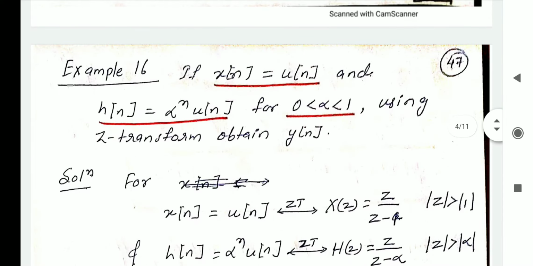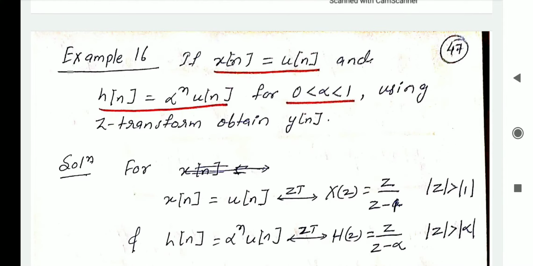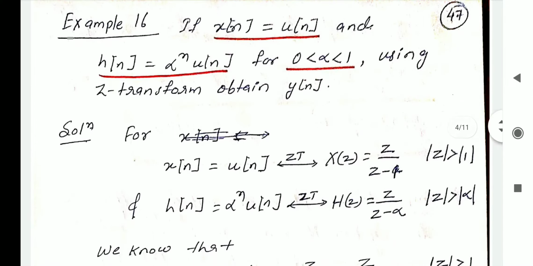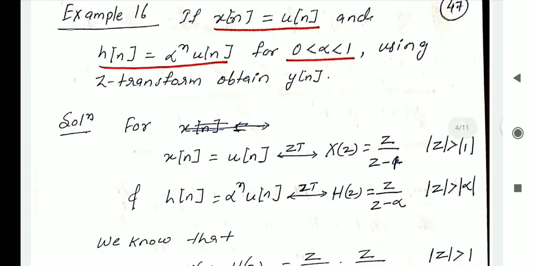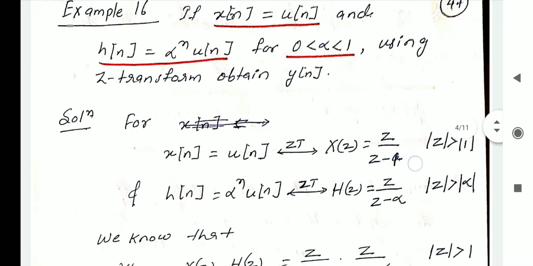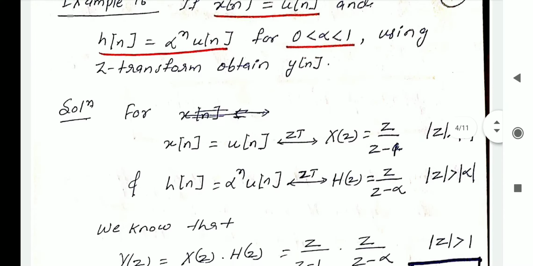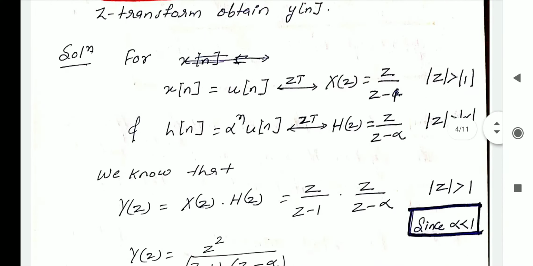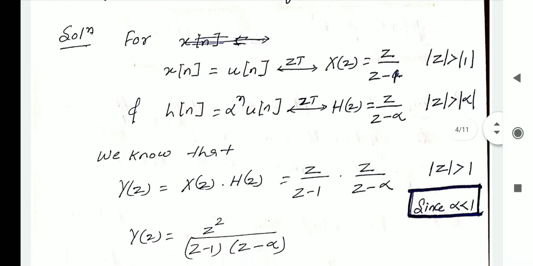The first example is: if x[n] is u[n] and h[n] is alpha^n u[n], for alpha a value between 0 and 1, using z transform obtain y[n]. We have to obtain the value of y[n] with the help of z transform. Now x[n] is u[n], and we already know its z transform is z/(z-1), where |z| is greater than 1. h[n] is alpha^n u[n], and the z transform is z/(z-alpha). Since it is a right-sided sequence, |z| should be greater than |alpha|.